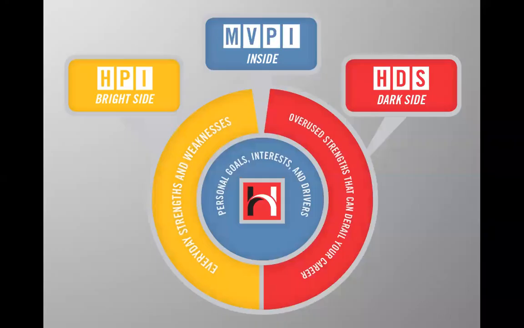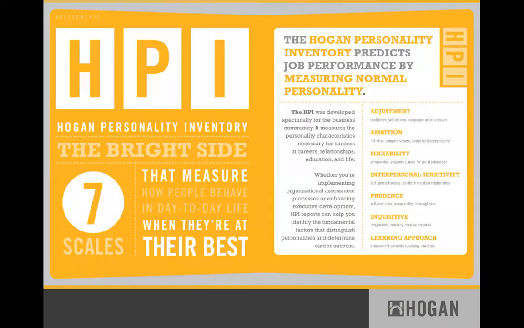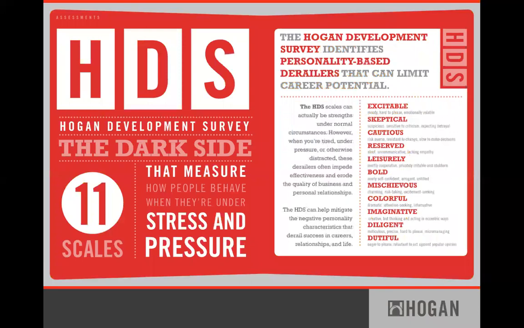It uses all 3 Hogan assessments, the HPI, the MDPI, and the HDS, that track the bright side, the dark side, and the inside, as well as personal goals, interests, and drivers. So using that collection of measures, and here you see a summary of the HPI measures on adjustment, ambition, sociability, interpersonal sensitivity, prudence, inquisitiveness, and a learning approach, those are used as the base for making a judgment that we then tested on an extensive sample to help predict their competencies in terms of our model.